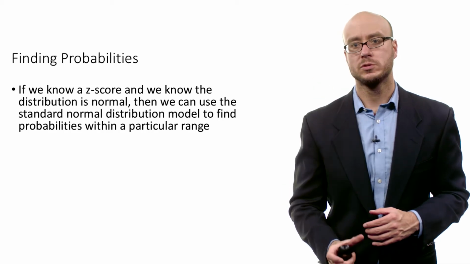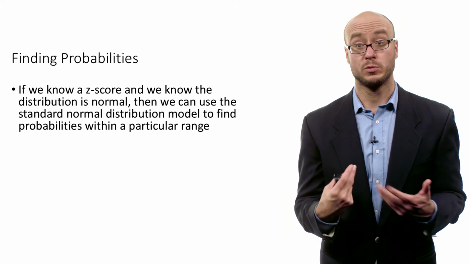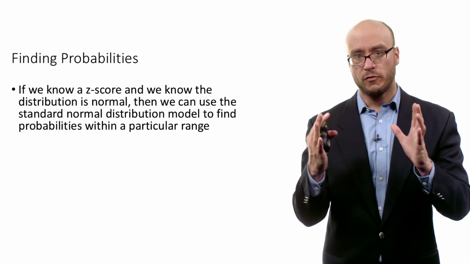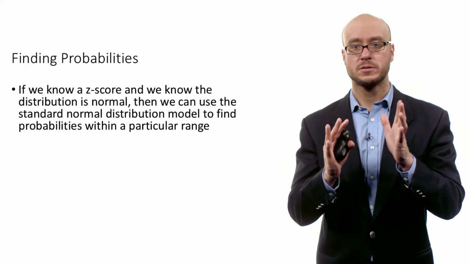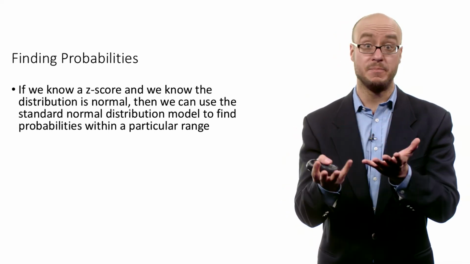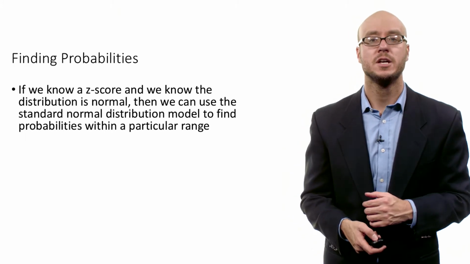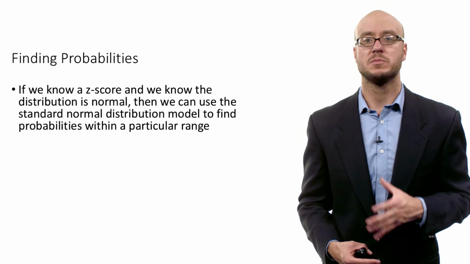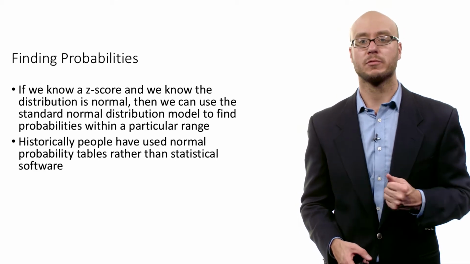As well, you can use z-scores in the standard normal distribution model to find probabilities. Keep in mind, a standard normal distribution model, or the normal distribution model more generally, is a probability distribution. So if we know certain values, we can find probabilities of obtaining those particular sets of values. So if we know a z-score and we know the distribution is normal, we can use the standard normal distribution model to find probabilities within a given range.